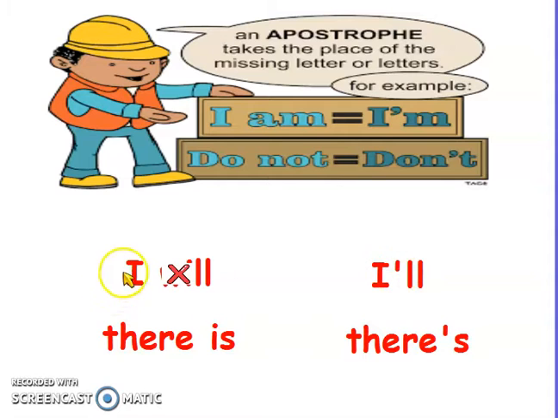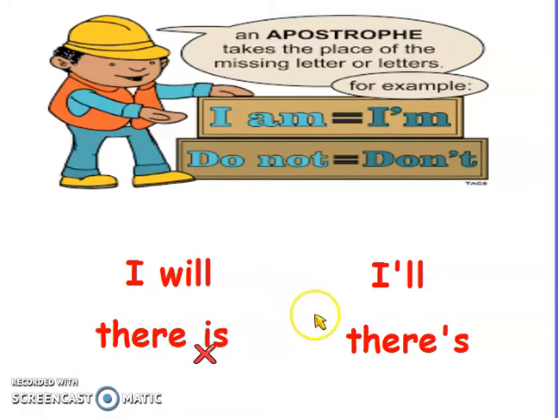So, I will, I'll. Here we have the missing letters and we use the apostrophe. Look here. There is, there's. Here we have the missing letter I and we use the apostrophe. So here, my students, we have the missing letter I and we use the apostrophe to make the short form.